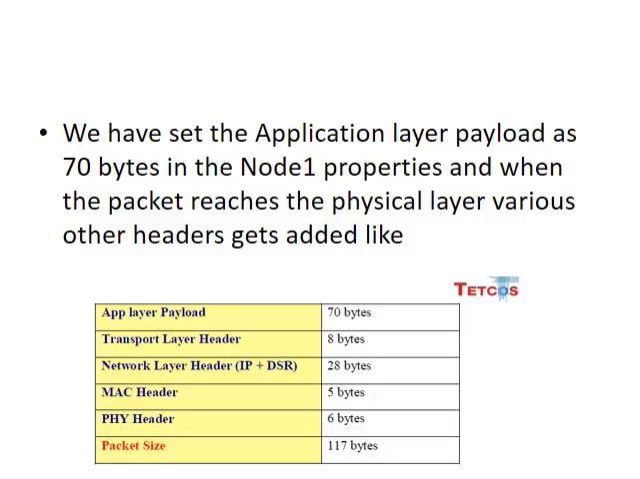We have set the application layer payload to 70 bytes in the node 1 properties, and when the packet reaches the physical layer, various other headers get added. The different headers which get added are as follows. There is an app layer payload which is 70 bytes. There's a transport layer header which is 8 bytes. There's a network layer header which is 28 bytes. There's a MAC header which is 5 bytes. There's a physical layer header which is 6 bytes. Hence the total packet size would be the sum of all these, which turns out to be 117 bytes.